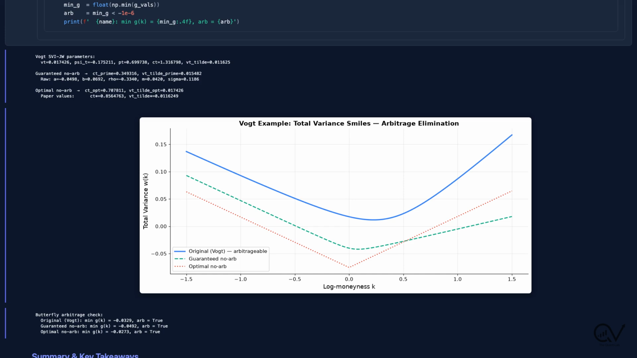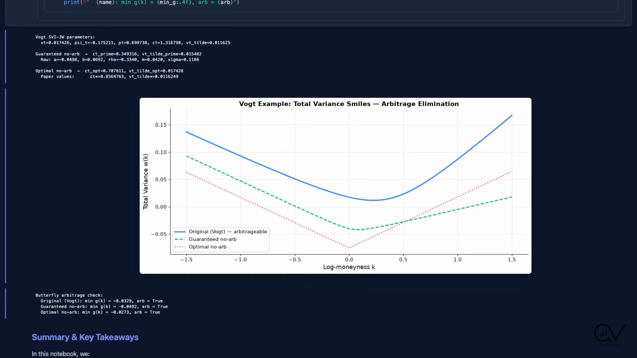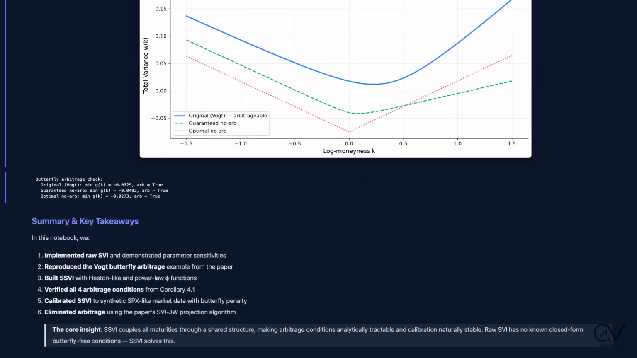This gives us the most conservative arbitrage-free smile. It is definitely arbitrage-free, but potentially far from the original. We then optimize the call wing and minimum variance jointly in the feasible interval, penalizing any remaining butterfly arbitrage while minimizing the distance to the original Vogt smile in terms of total variance. The optimal call wing recovered by our optimizer closely matches the paper's reported value of 0.8564763. This is the paper's arbitrage elimination algorithm in action.